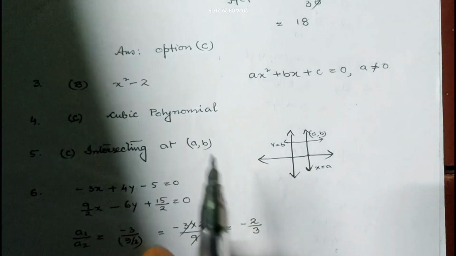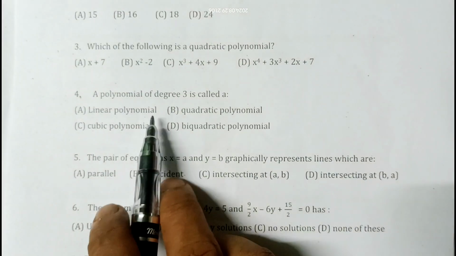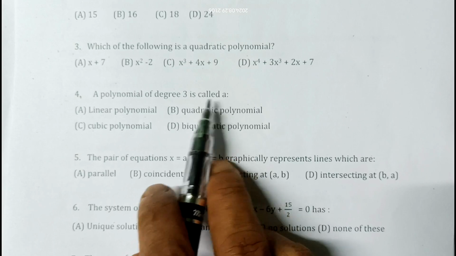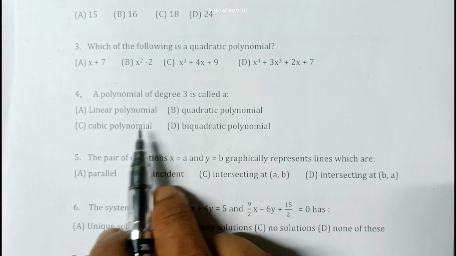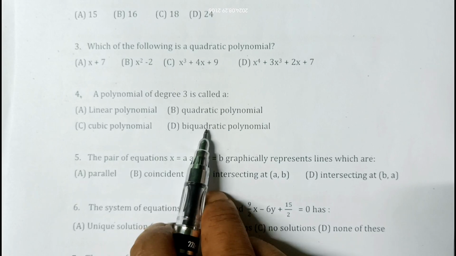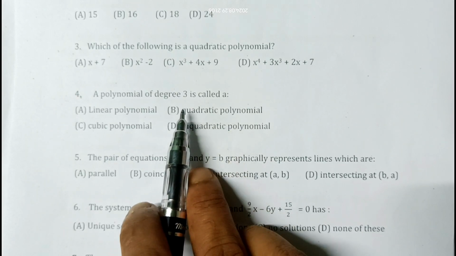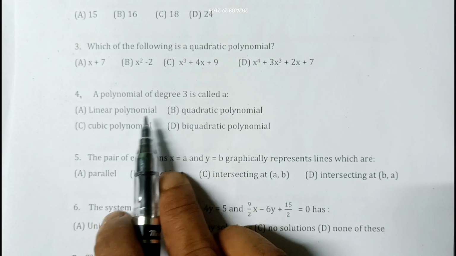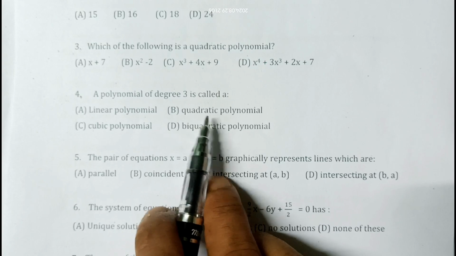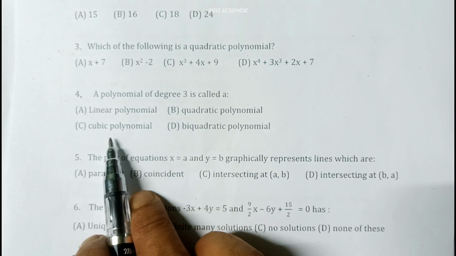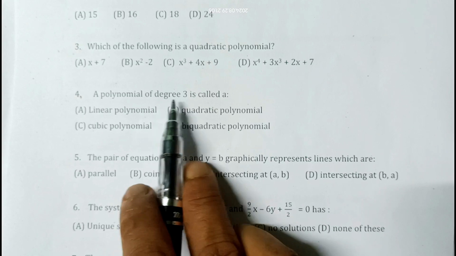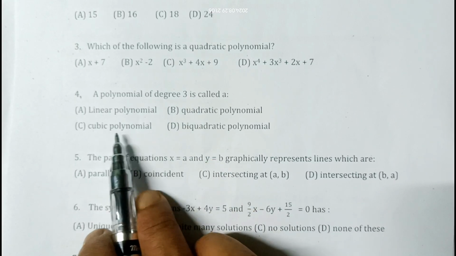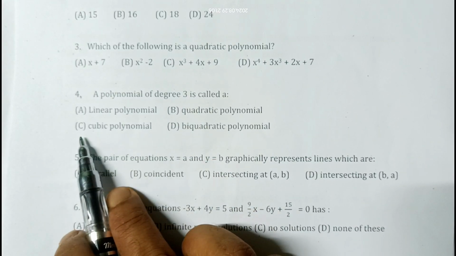Question number 4. The question is, a polynomial of degree 3 is called a, there are 4 options: linear polynomial, quadratic polynomial, cubic polynomial and biquadratic polynomial. When the degree is 1, it is called linear. If it is 2, quadratic. If it is 3, cubic. And if it is 4, it is called biquadratic. Since in the question the degree is 3, the answer is cubic polynomial. So option C is the correct answer.